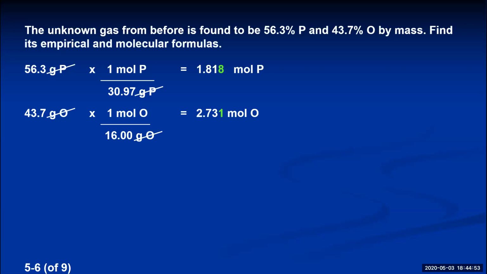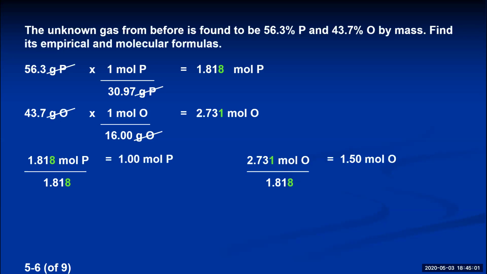Once you've calculated the moles of the two, you divide them both by whichever is the smaller number, which is the 1.818, and hopefully you'll get a nice simple integer ratio. In this case, we get 1 mole of phosphorus to 1.5 moles of oxygen. The 1.5, however, is not within 1/10 of a mole of an integer, so the fact that it's so far away from an integer, we cannot assume that's because of experimenter or experimental error.